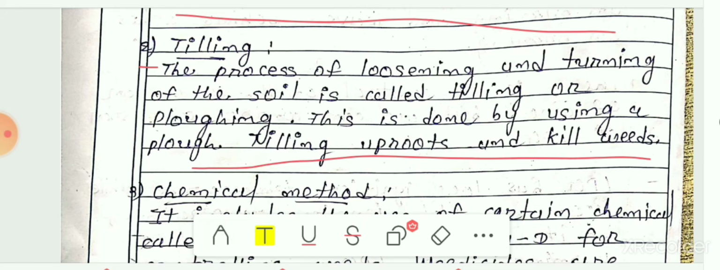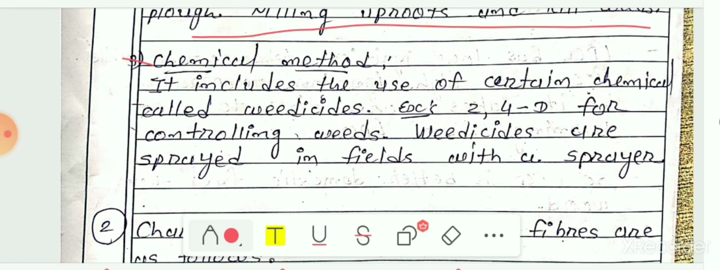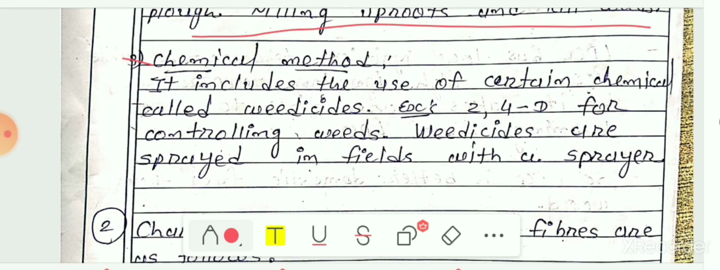The next method for the removal of weeds is the chemical method. It includes the use of certain chemicals which are known as weedicides. In this chemical method we are using certain chemicals, and those chemicals are known as weedicides. Here is one example given to you, that is 2,4-D.